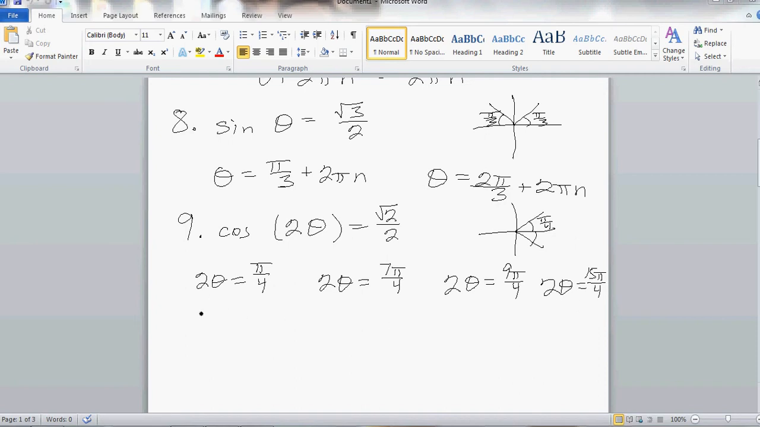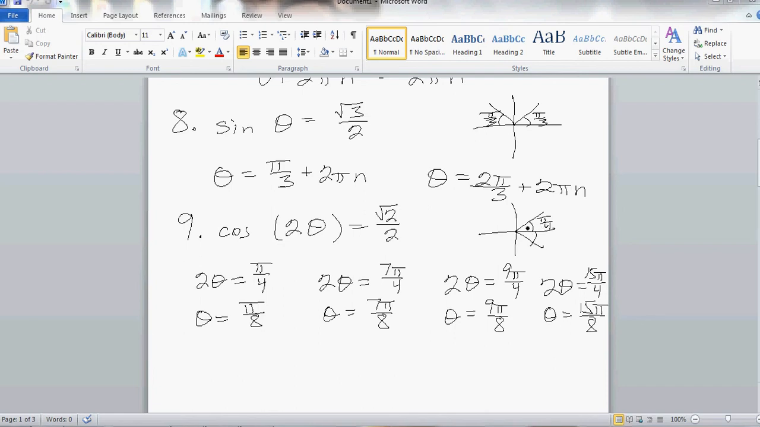So now, solving for theta in each one of these cases, we get pi over 8, 7 pi over 8, 9 pi over 8, and 15 pi over 8. Now here's where the general form is actually a little bit easier, because if we look at pi over 8, which is this angle right here, and 9 pi over 8, that's the same terminal side.